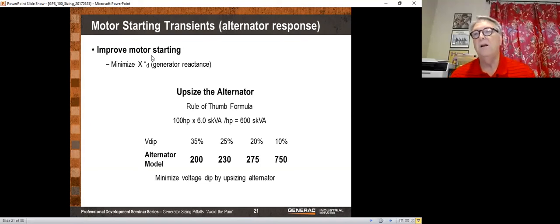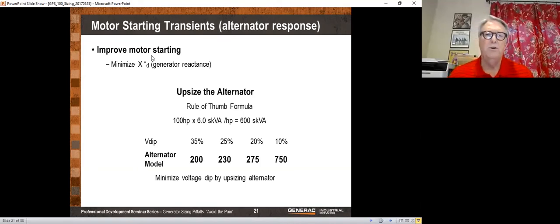And the alternator may be only 15% of the cost of the generator. So we can oversize that alternator. Very low cost. The generator isn't going to get bigger. The fuel tank isn't going to get bigger. The fuel filters and everything are going to stay the same size. We simply put in a bigger alternator and we get less voltage drop. So that's the first reason to consider putting in an oversized alternator. And we sell a lot of generators with oversized alternators for this very reason.